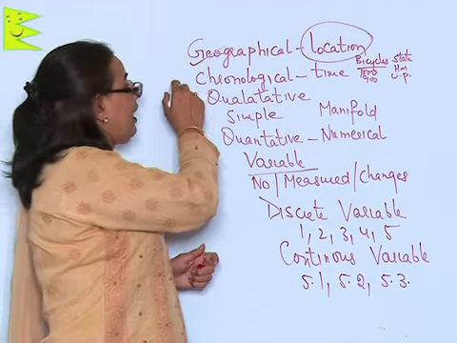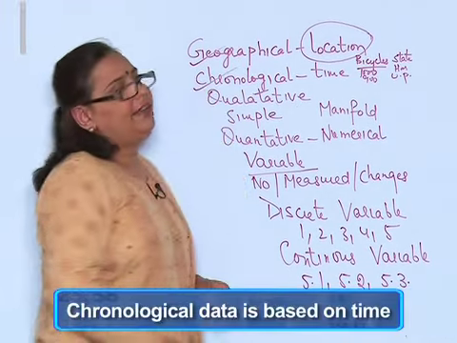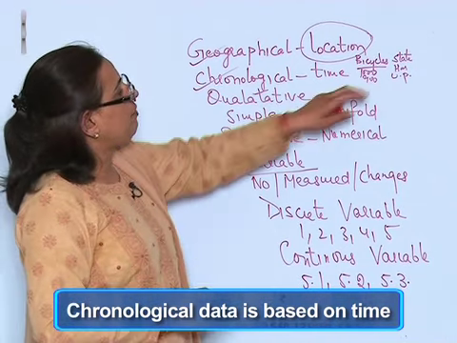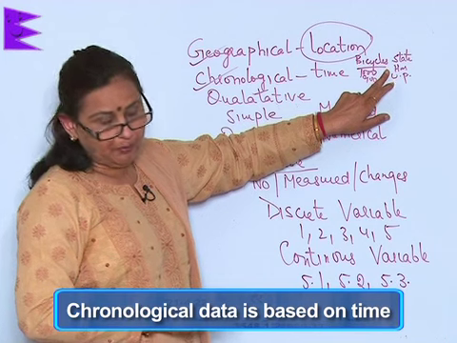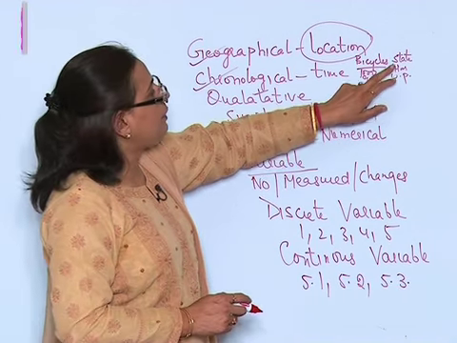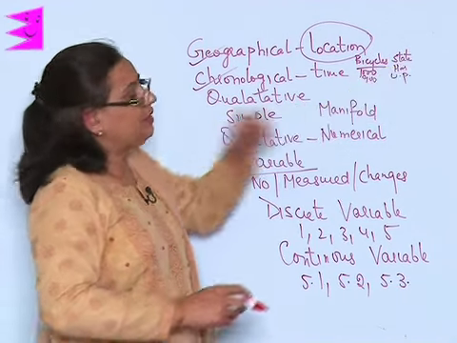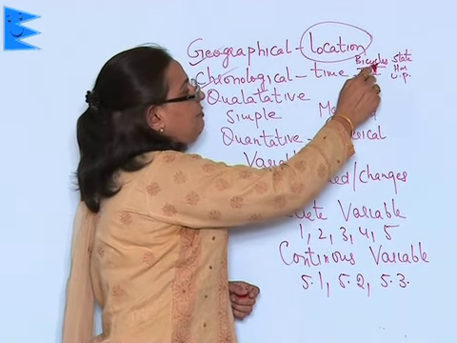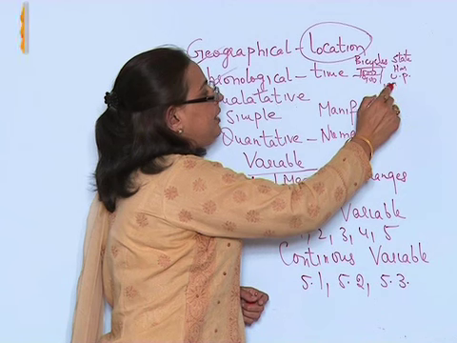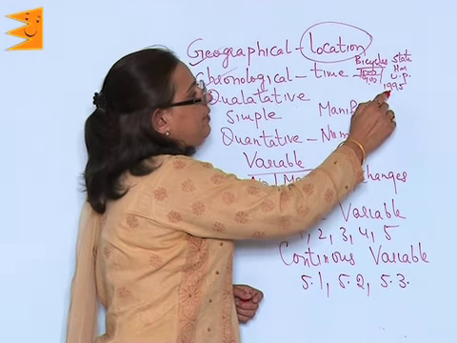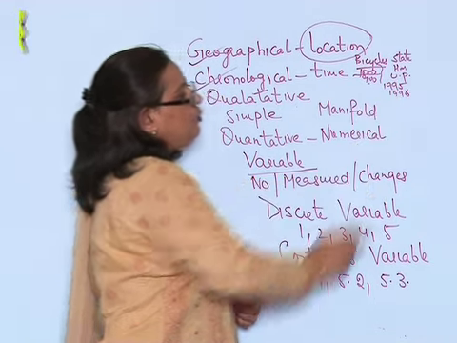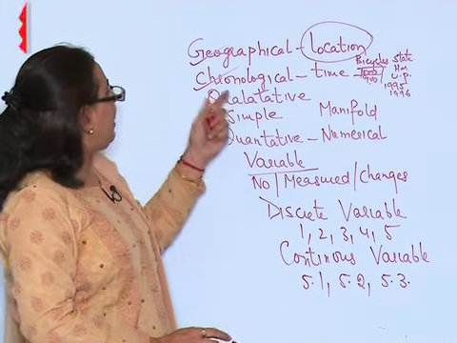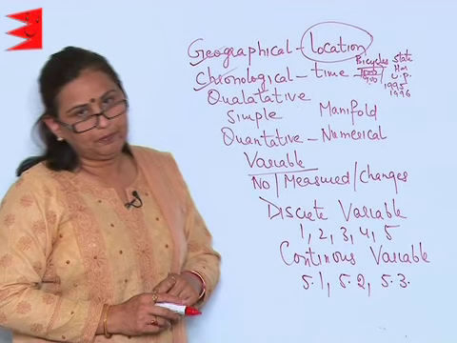Now the other data are chronological data, which means based on time. Same if I talk of bicycle manufacturing, I will not be talking of the state, the location, but I will be saying 1000 bicycles were manufactured in the year 1995, 900 in 1996, and so on. When I talk in terms of years, it will become chronological data.